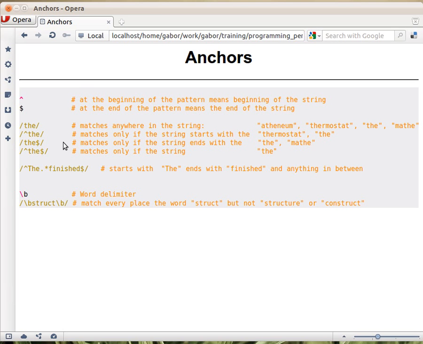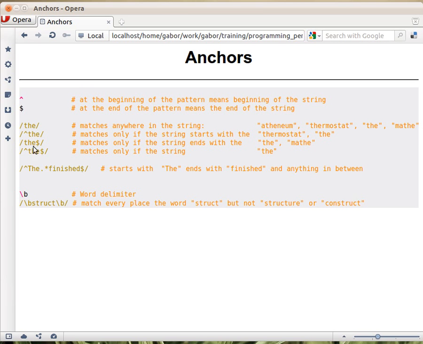So if you would like to see an example, here is the regex THE, and it will match any of these words because THE appears in all of them. If you put a caret at the beginning, it means that it has to start with THE, so it will match thermostat and the, but it won't match this word because THE is in the middle, or this where the THE is at the end.